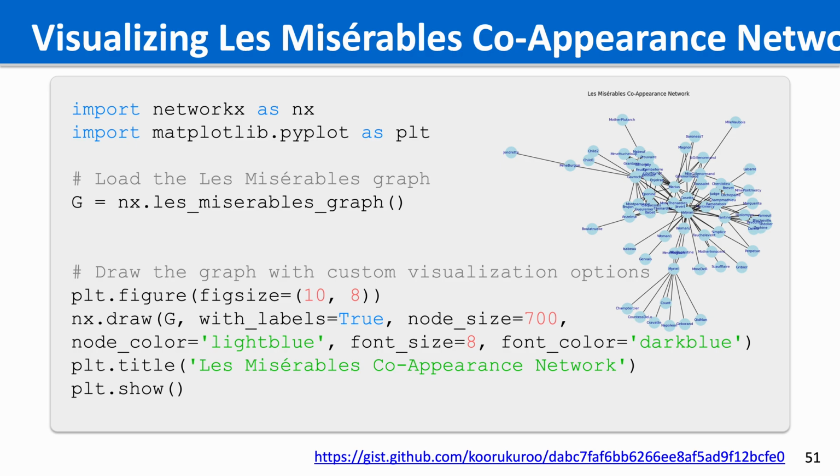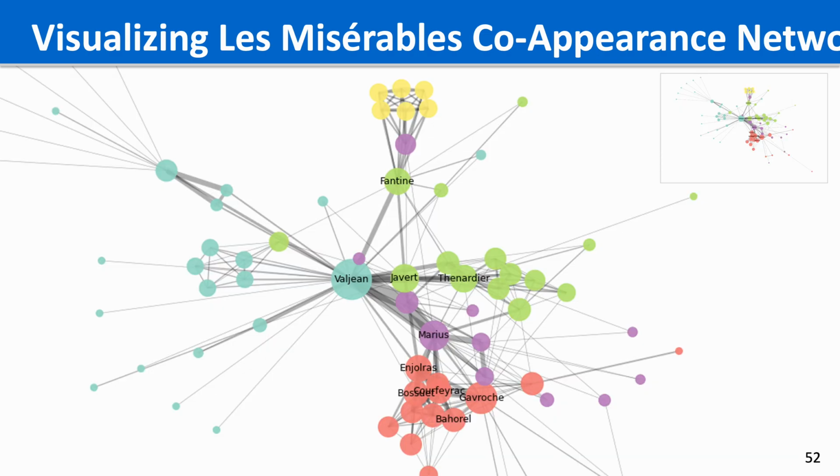Imagine seeing how Javert connects to Valjean or how Fantine interacts with other characters. It's like mapping the heartbeat of the story. When analyzing, ask questions like who is the most central character or which clusters could represent critical subplots. Visualization makes it much easier to answer these questions. Now, let's take the visualization a step further.